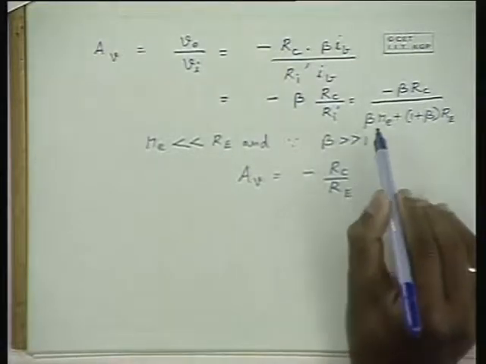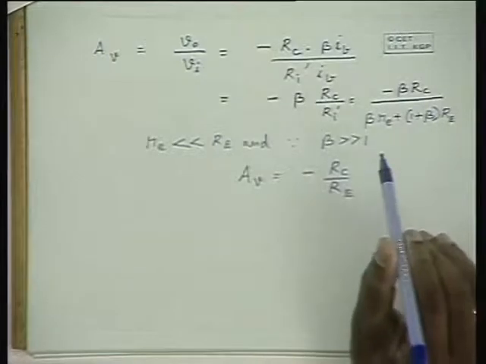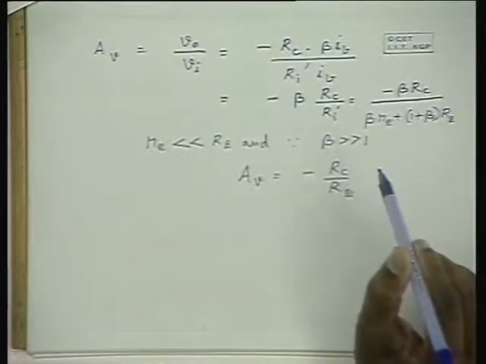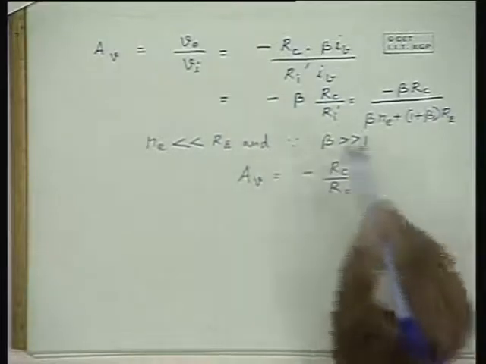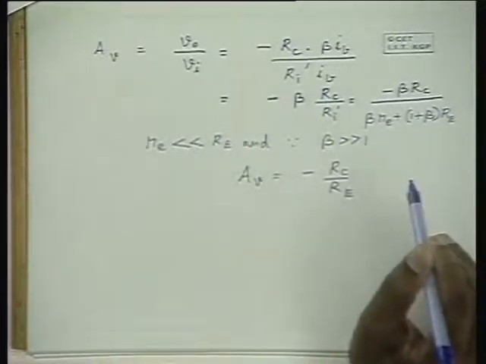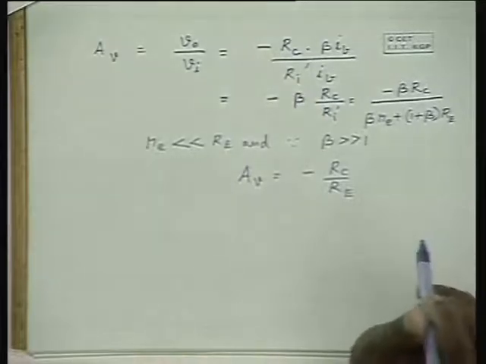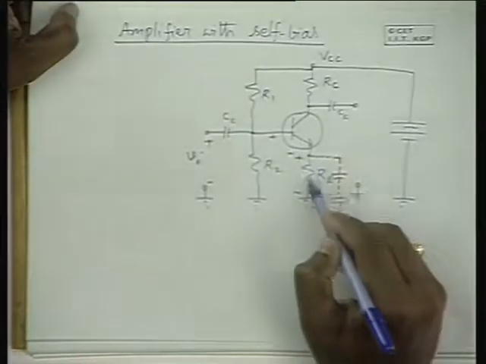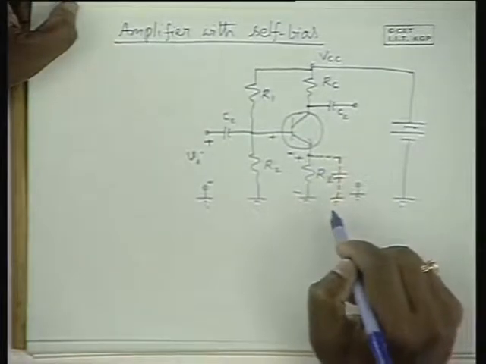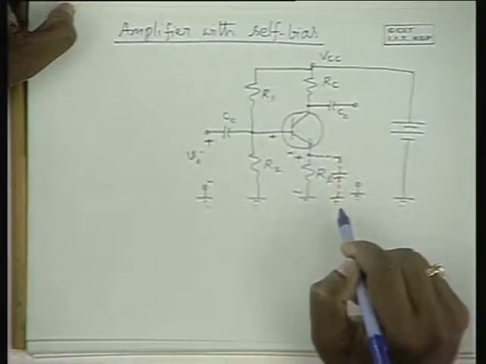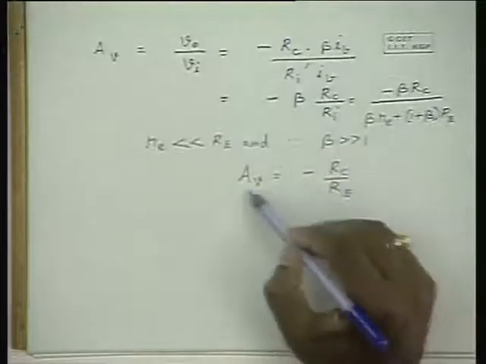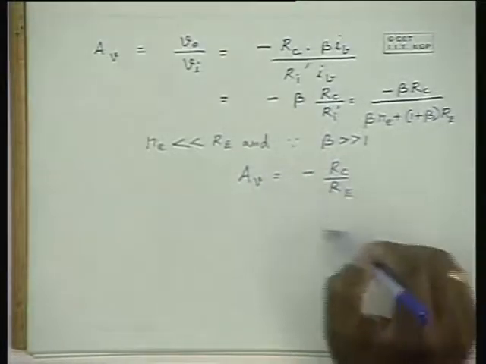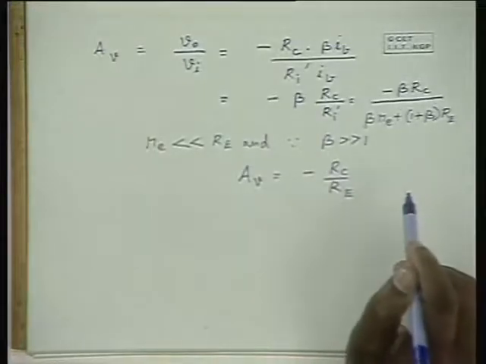Therefore, if you change a transistor with beta equal to 100 and replace it by another transistor with beta equal to 200, it's not going to change the voltage gain. So voltage gain is going to be stable with this kind of arrangement, with this kind of feedback. But you are losing in terms of the gain. Gain is reduced now considerably.